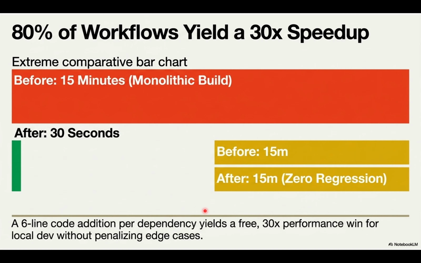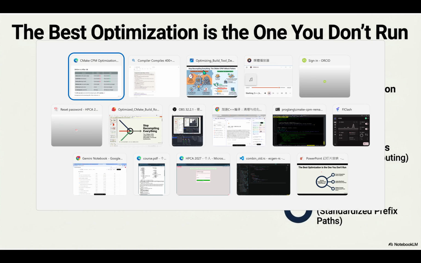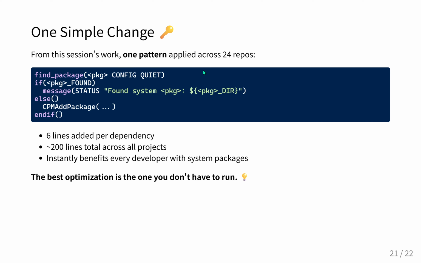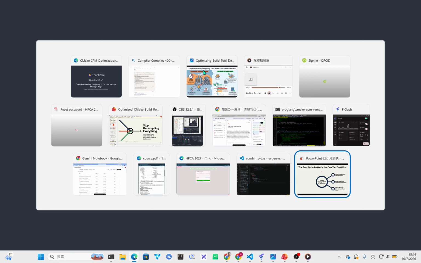So what does this all mean? We've gone through the agonizing problem of the clean build, the elegant cross-platform manual fallback, the complex Windows linker conflicts, and this wild automated rollout. The presentation distills everything down to what Luck 036 calls the golden rule, which is this. The best optimization is the one you don't have to run. I love that. The best optimization is the one you don't have to run.